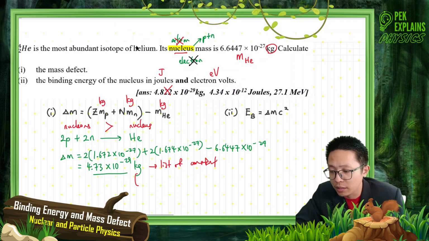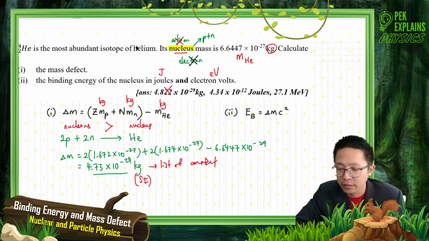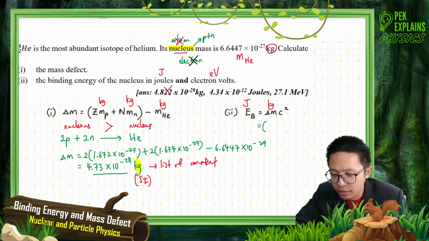We already got the unit in kilogram. Understand or not? So we can safely substitute into this formula because this formula also requires the mass in kilogram, and the energy we get will surely be in joule. Understand? So now let's substitute our delta m, which is 4.73 exponent negative 29 kilogram.